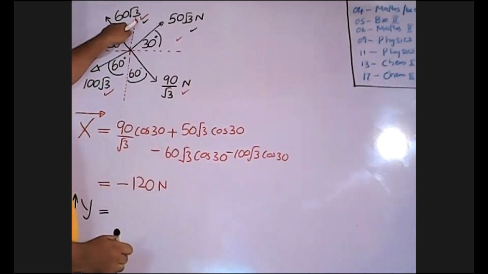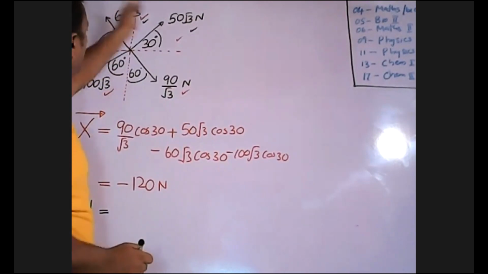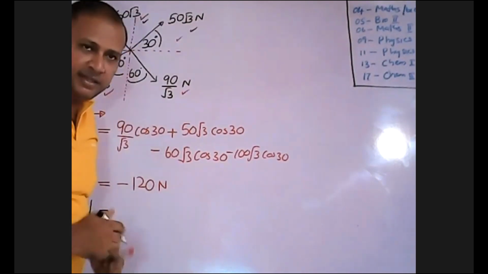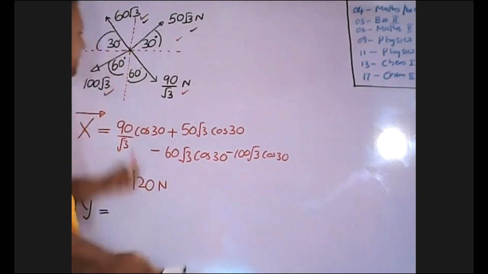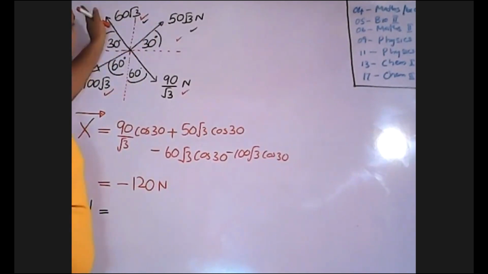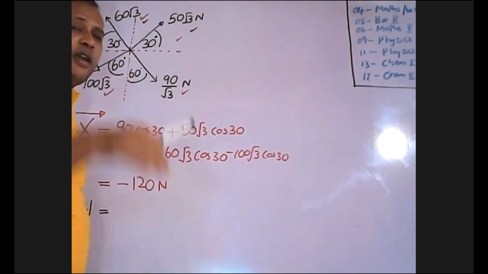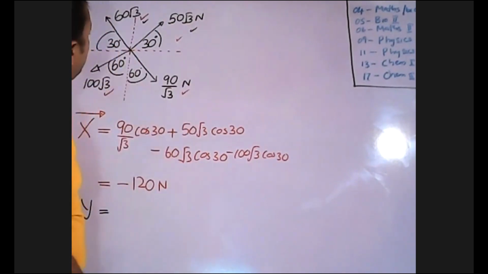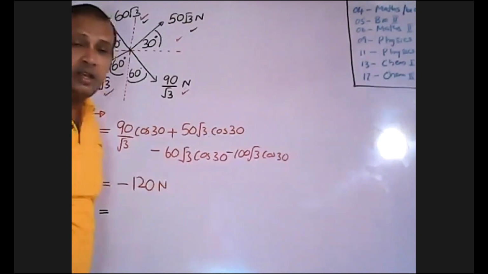And again, 60 root 3 cos 60. Look at this again. Both angles are equal, which is 60, no? Therefore, 50 root 3 cos 60 and 60 root 3 cos 60. Therefore, I can write it as 110 root 3 into cos 60.